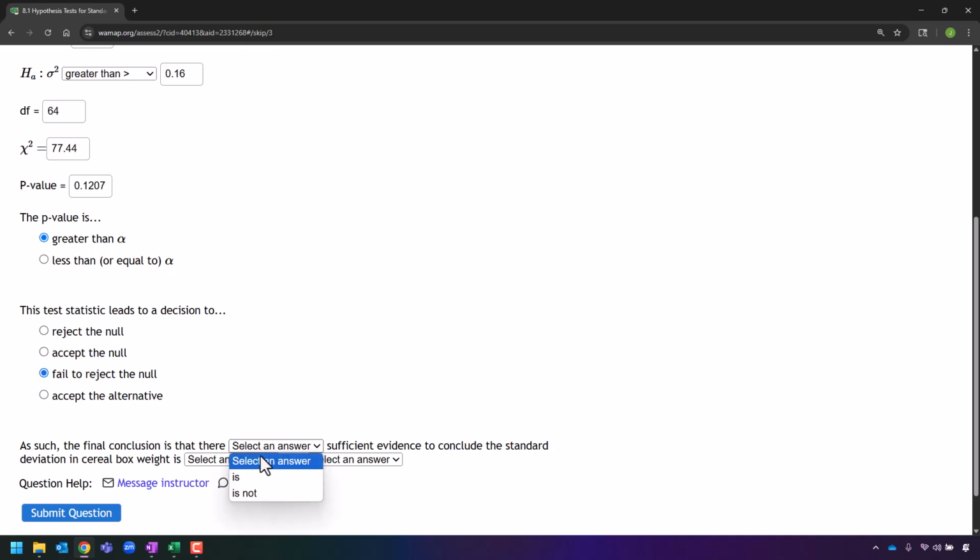And then the final conclusion, if we fail to reject, there is not enough evidence to see that this is greater than 0.4. These values are the claimed ones.